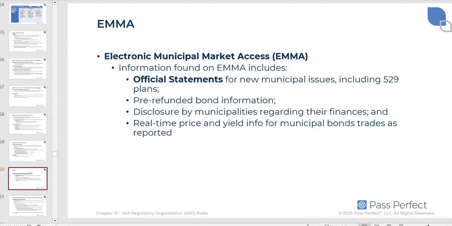Pre-refunded bonds. Remember, that is where a bond has basically been paid off ahead of time. Let's say interest rates have gone down and this municipal government wants to refinance its bonds, to pay off these old bonds, which had a high interest rate, issue new bonds at a lower interest rate and save a whole lot of money.